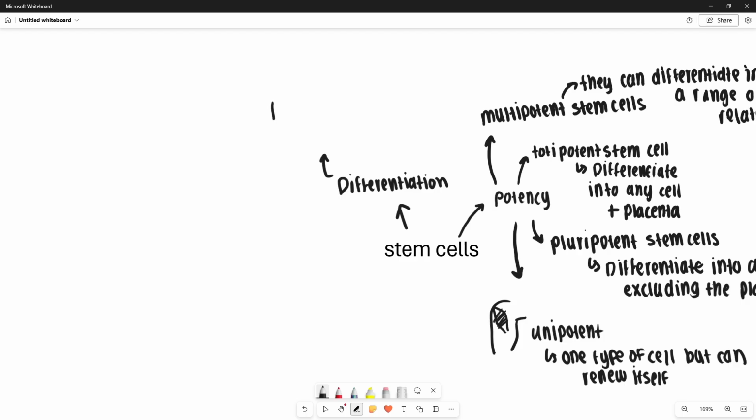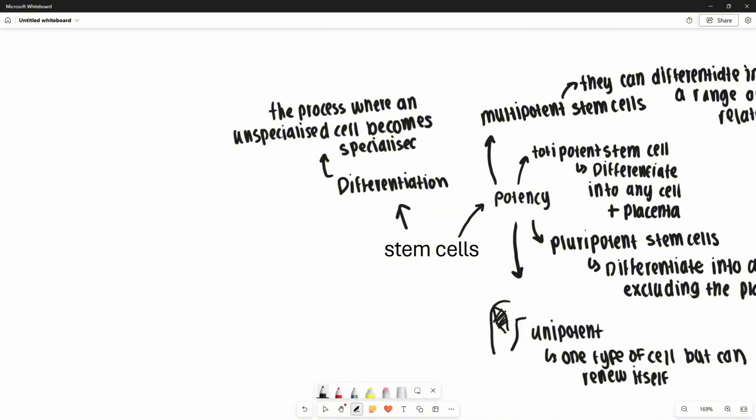So the process where an unspecialized cell, meaning a stem cell, becomes specialized. Usually done through the activation of a gene. Through gene activation.